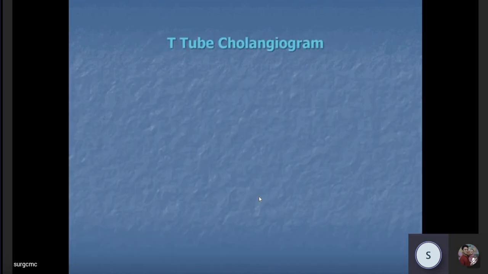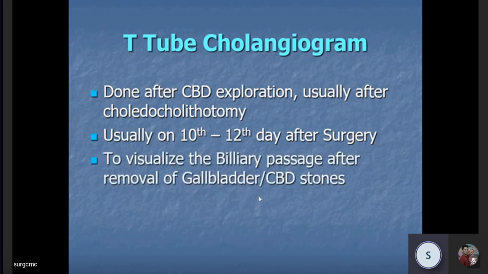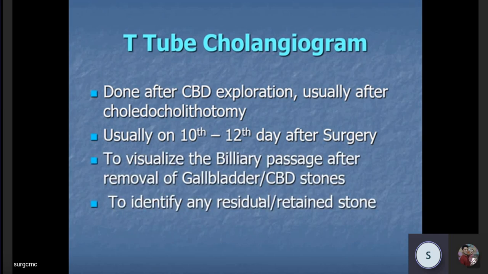So T-tube cholangiogram is done on which day? It is done after CBD exploration, usually on the 10th or 12th day after surgery. Please remember the day. It is asked in the exam. It is done to visualize the biliary passage and identify residual and retained stone.